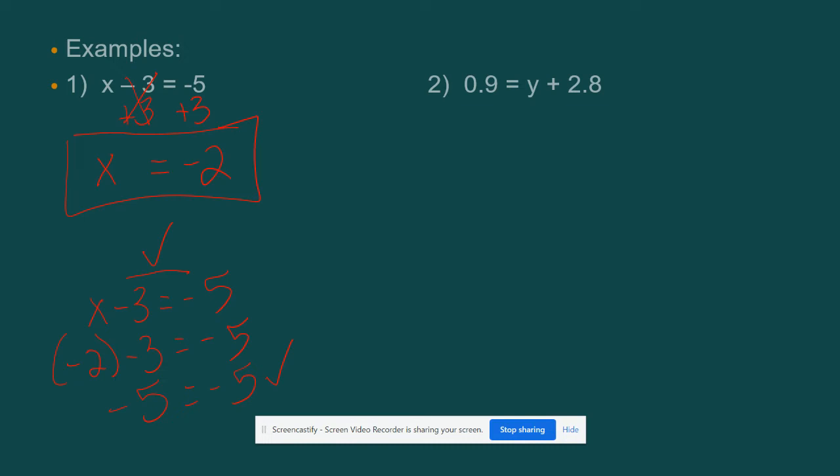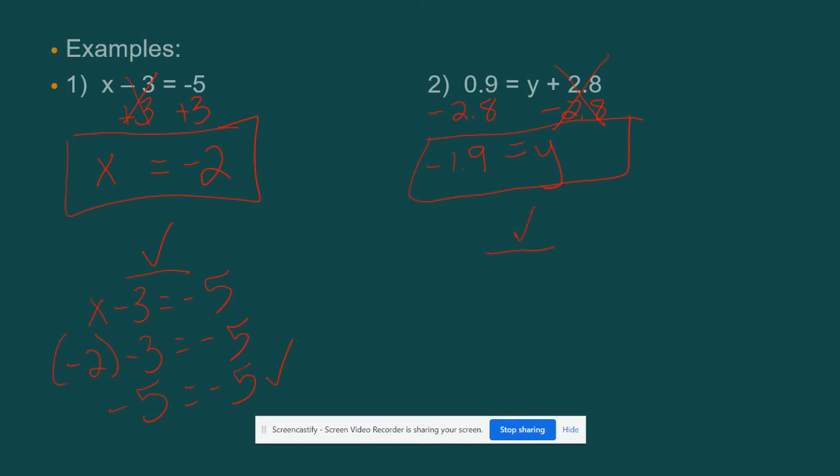Let's try the second one. We have y plus 2.8. So the opposite of adding, or the inverse of adding, is subtracting. We're subtracting 2.8 from both sides. 2.8 minus 2.8 is 0. So we're left with y on the right side. And then 0.9 minus 2.8 is negative 1.9.